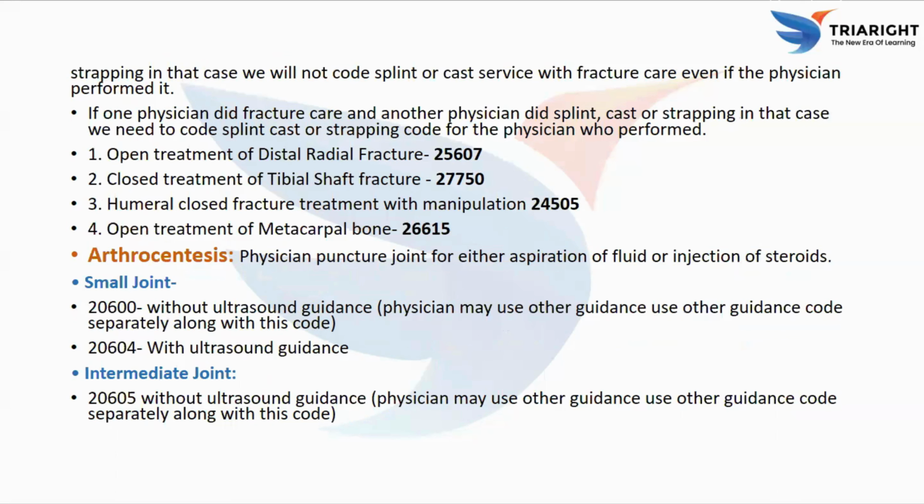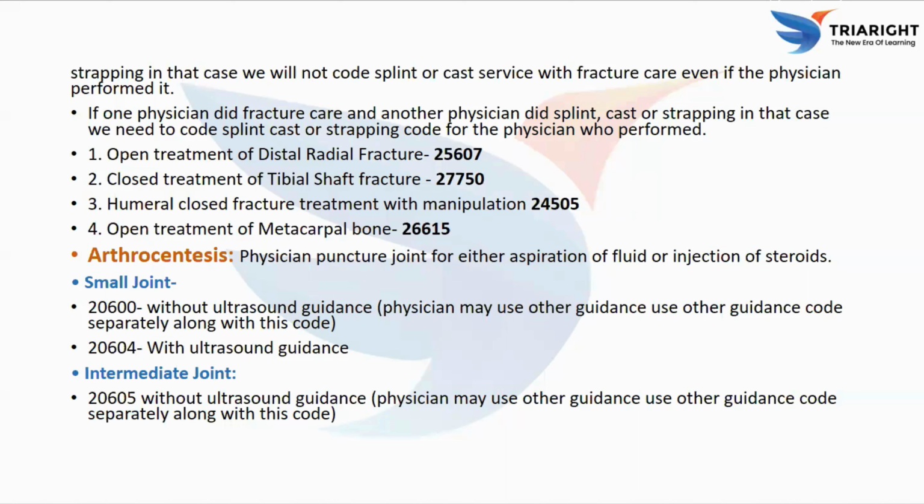Fracture treatment CPT codes already include application, follow-up care and removal of the cast or splint. So when can you code splint or cast strapping? When two different physicians are involved. For example, physician A performs the fracture care, physician B applies the splint, cast or strapping. So code the splint, cast, strapping for physician B only. Because with the same doctor, it's a bundled service. If it's a different doctor, it is billable.